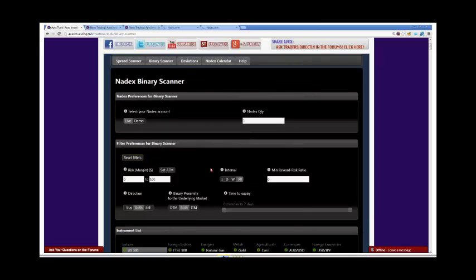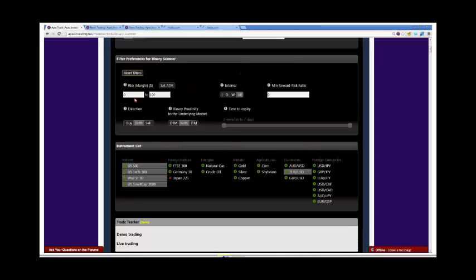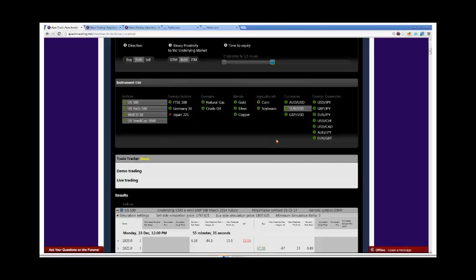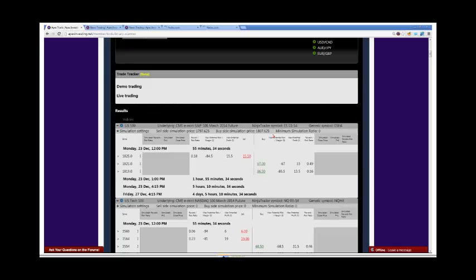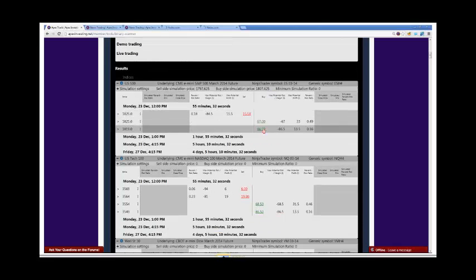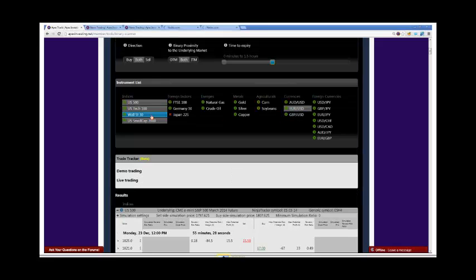And so I'll go in here, I'll click on binary scanner. Just click your reset filters if you don't know what's going on. Type in $65 risk because you're taking a higher risk trade because you're doing premium collection. Bring this on down and then choose whatever it is you want to trade. And what it's going to show you right away is what is available for trading.